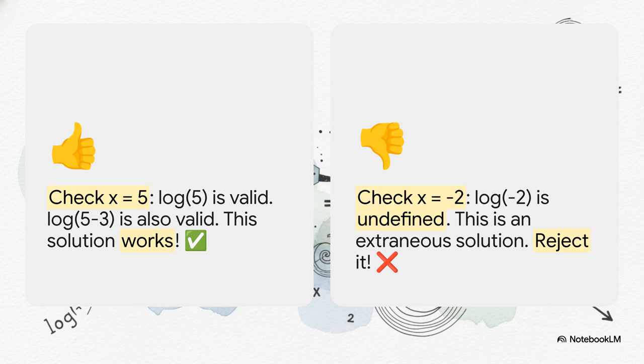Let's start with x equals 5. Plug it in. Log of 5? Yep, that's fine. And log of 5 minus 3? Well, that's log of 2. Also fine. So x equals 5 is a real, valid solution. Awesome! Now, what about x equals -2? The very first thing we'd write is log of -2. And stop. We can stop right there. You can't do that. That's not possible in the world of logs. This, my friends, is a classic extraneous solution. We throw it out, and that leaves us with just one answer, 5.